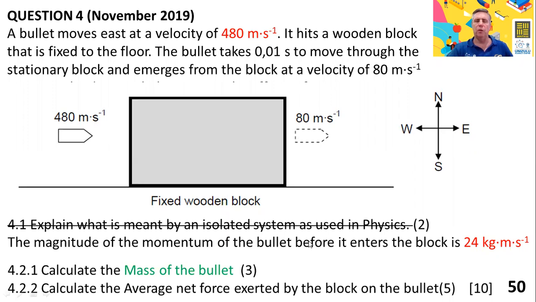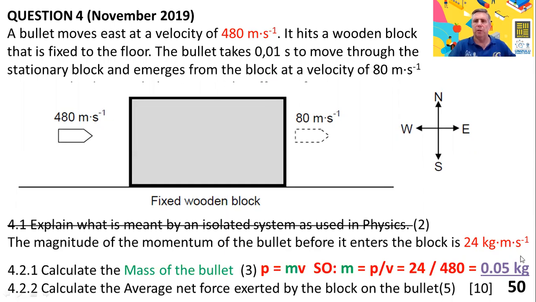Then you're told the magnitude of the momentum of the bullet before it entered the block was 24 kilogram meters per second. 4.2.1, calculate the mass of the bullet. Now, we don't need a progress method for a 3-mark question. It's very simple. Momentum equals mass times velocity. So mass equals momentum over velocity. So 24 you were told is the momentum. 480 you were told is the velocity. Divide and we get the mass of the bullet is 0.05 kilograms. And remember, I said very often the answer of the first part is used in the second part, and this is indeed the case.